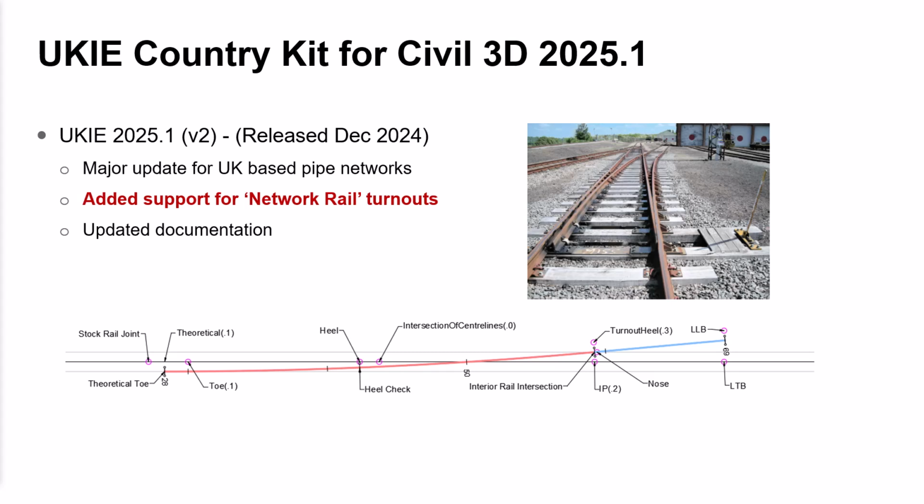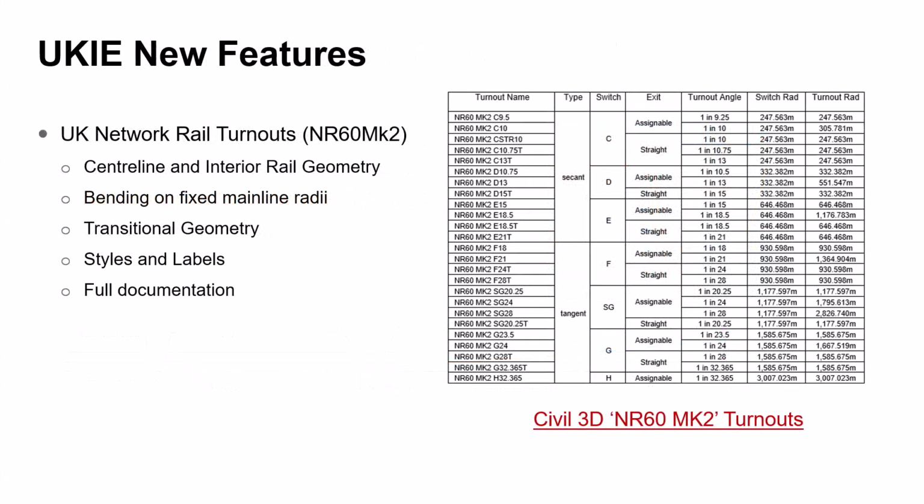Now, the other important new addition to UKIE 2025.1 is the addition of rail turnouts for Network Rail in the UK. Currently, the very latest Network Rail standard, that's NR60 Mark II, is covered. The older standards, NR56, and the previous Mark I version of NR60 will be included in future releases.